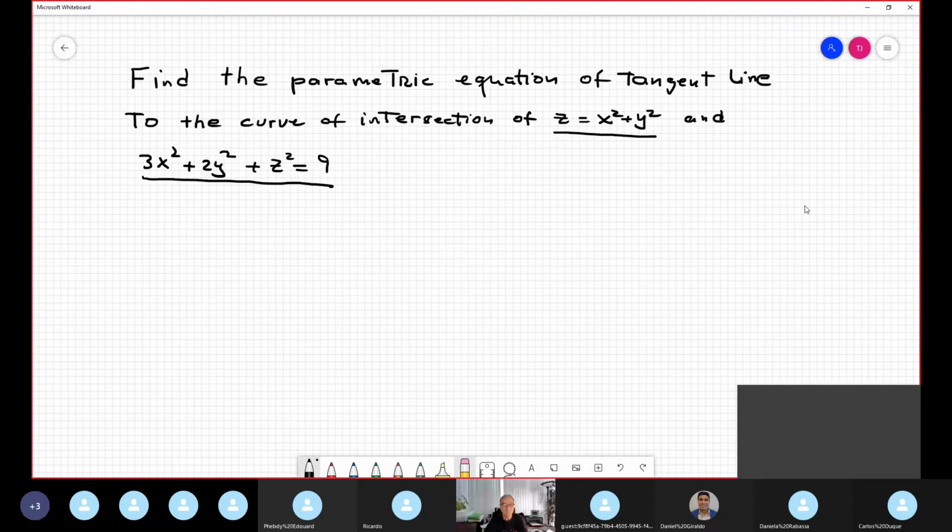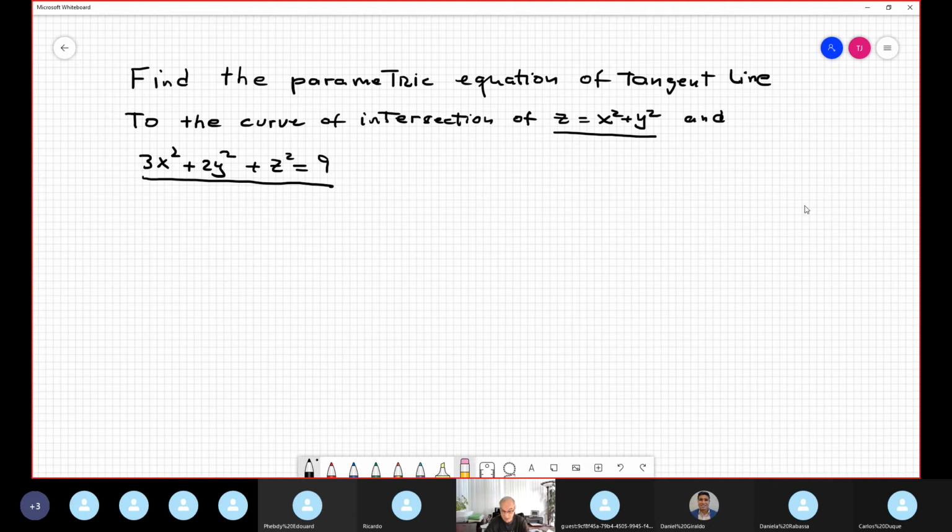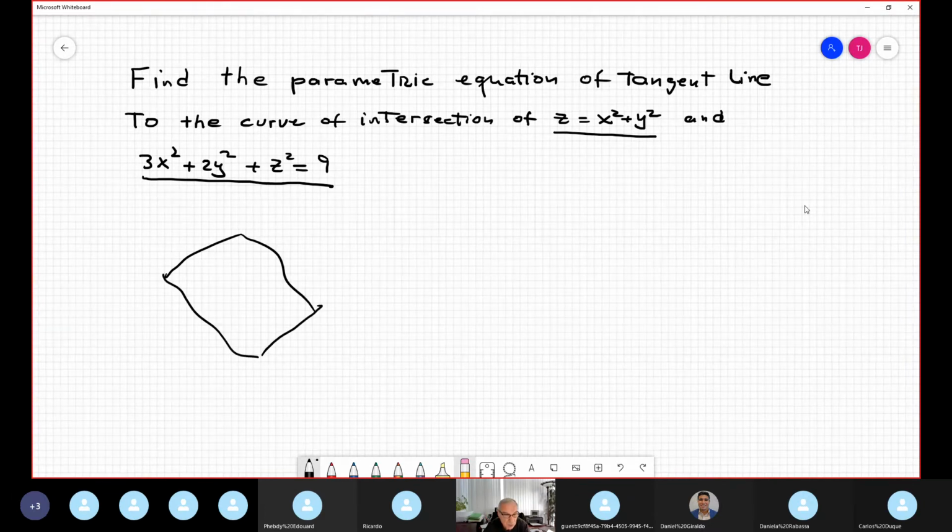Good. Restrepo. Okay, what is the problem that we have, Restrepo? When we have two surfaces like that, I have no idea. In general, one surface, and we have another surface.